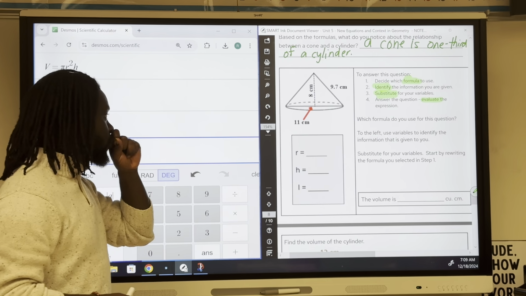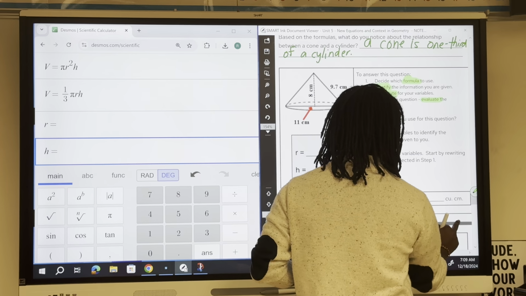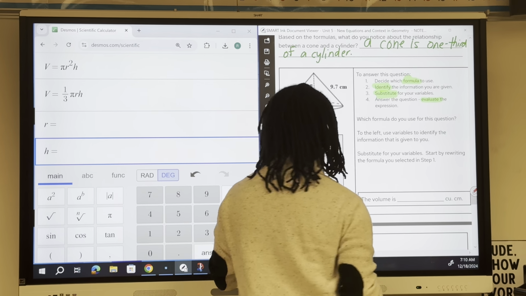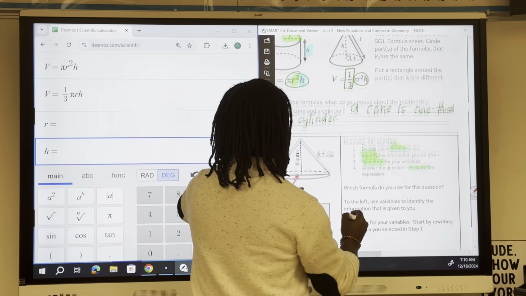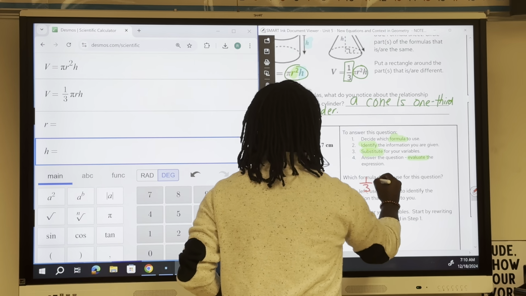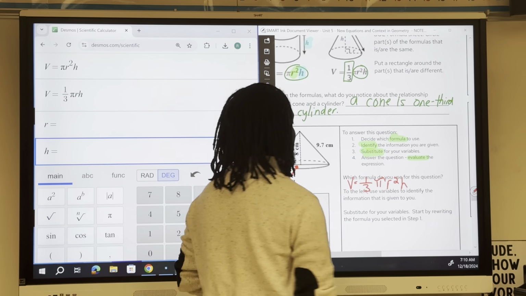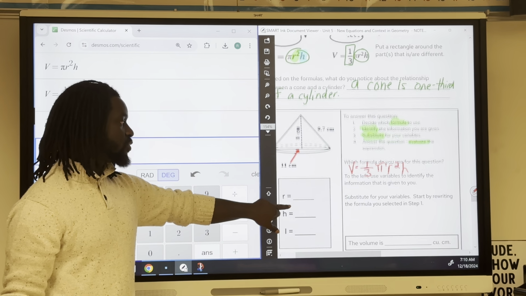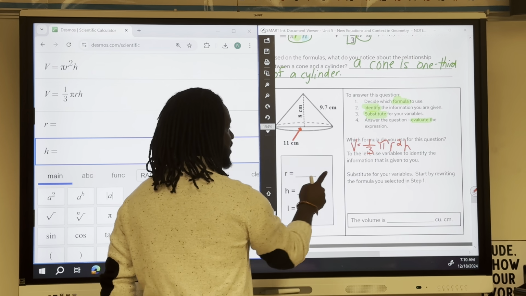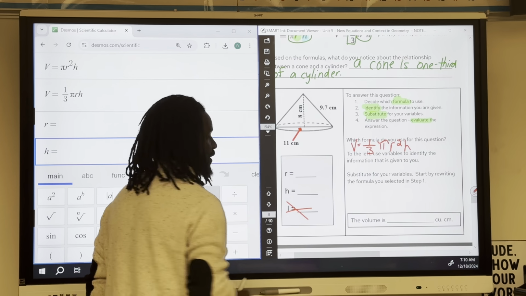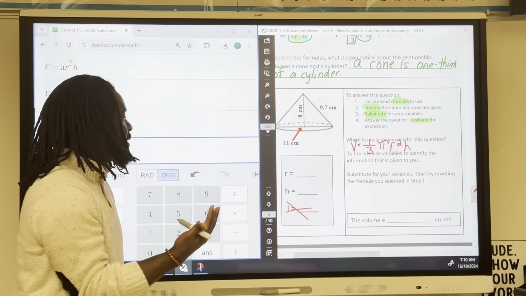In this question, we are looking for the volume of this cone. I'm going to start by identifying the formula. What is the formula for the volume of a cone? It is 1/3 pi r squared times the height. That's the formula that we're going to use. In this formula, I need the radius and I need the height, and I don't need the slant height. The slant height is provided, but that's extra information that I don't need.